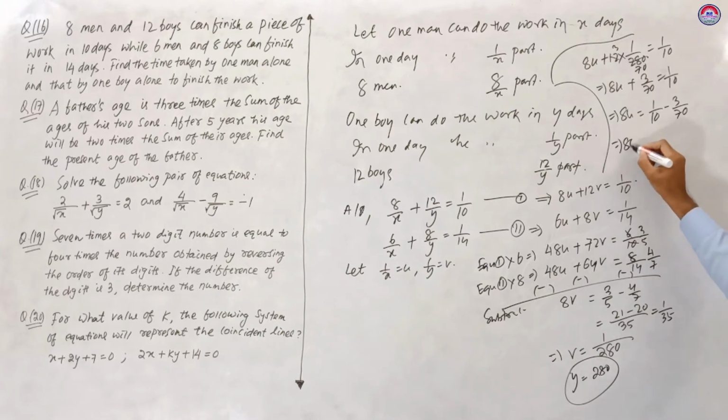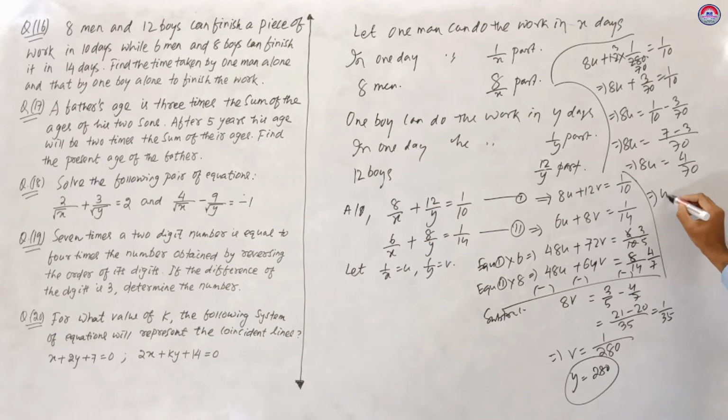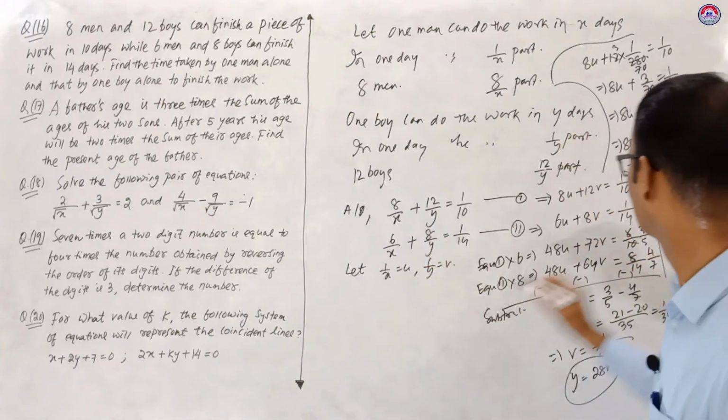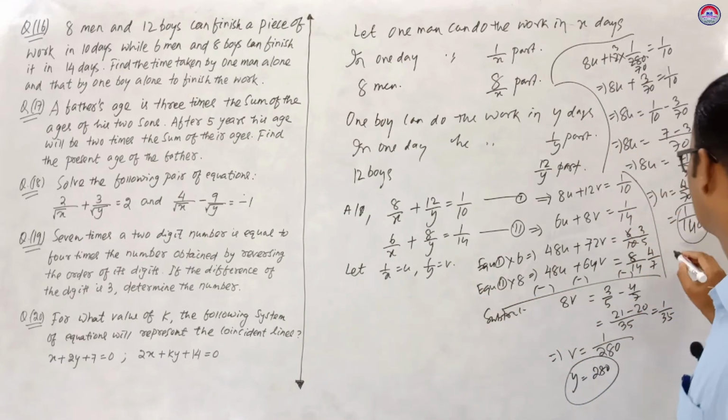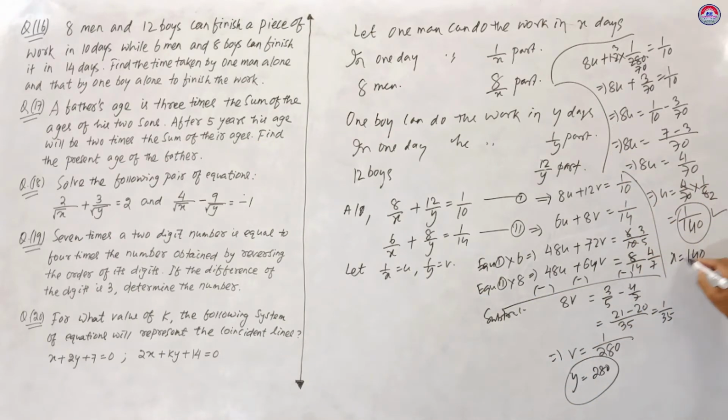That implies 8 equal to 70. It is 7 minus 3. So 8 equal to 4 by 70. That implies u equal to 4 by 70 into 1 by 8, which is 1 by 140. So u equal to 1 by 140. u is 1 by x, so x becomes 140.